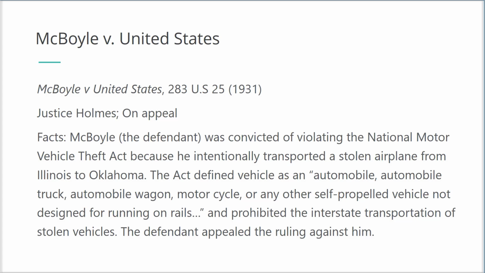The facts summarize what happened. The defendant was convicted of violating the National Motor Vehicle Theft Act because he intentionally conveyed a stolen airplane from Illinois to Oklahoma. The National Motor Vehicle Theft Act defined vehicle as an automobile, automobile truck, automobile wagon, motorcycle, or any other self-propelled vehicle not designed for running on rails. The act also prohibited the interstate transportation of stolen vehicles. The defendant was convicted of violating the act. He appealed this ruling.